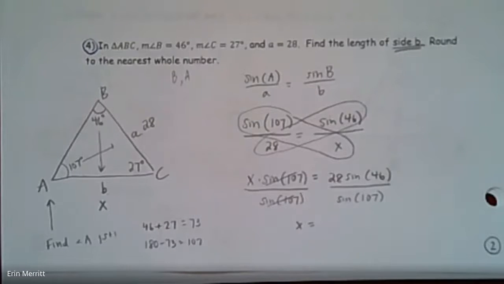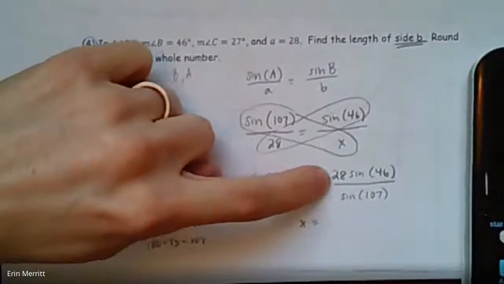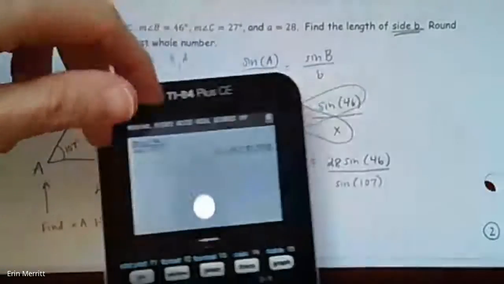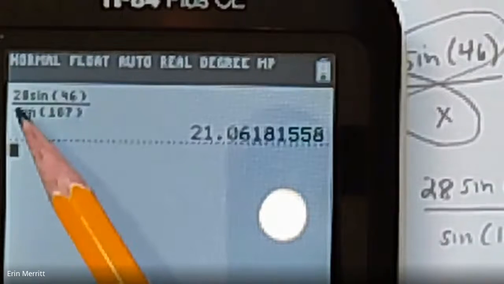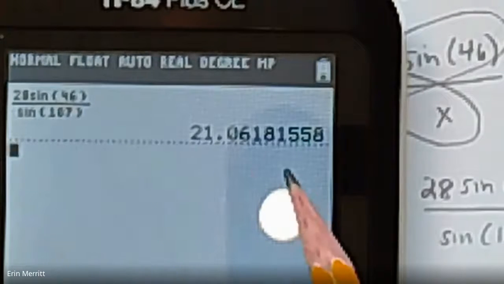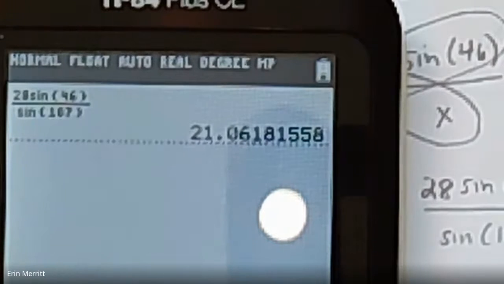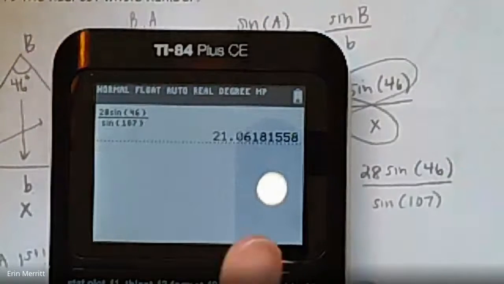All right, if I have any brave souls that completed it and are willing to throw their answer in the chat, to the nearest whole number, what are we coming out with there? Good, I got one person with 21, another person. Awesome, because that's exactly what you should be coming up with. So when we set it up, cross multiply and divide, this is the expression going into the calculator. And so then if I bring mine up here, I'll zoom in just a little bit so you can see it. 28 times sine of 46, and then over sine of 107 should be coming out just a bit over 21. So to the nearest whole number, 21 flat is what we're looking at.